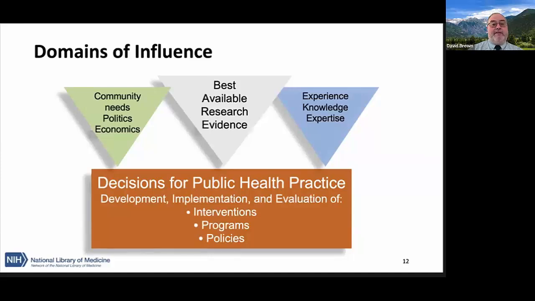Then on the other side, we have our experience, knowledge, and expertise, which is who knows what, who do we have that's available, what knowledge is there, what community knowledge is there, what expertise do we look at. And then based upon that, we pull those together and find the best available research and evidence. And in this case, it's what's available. Not everything is going to be available. There might be things that are under wraps that we can't get access to. But these three areas really become our decisions for public health practice.